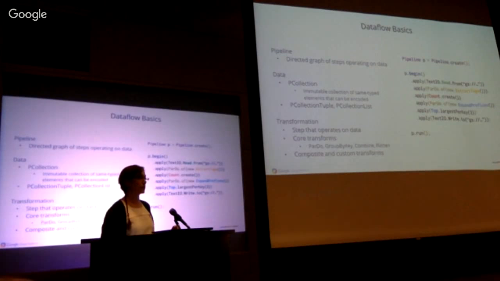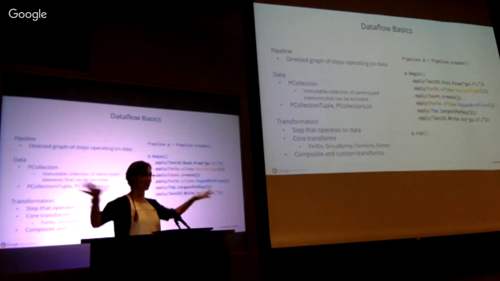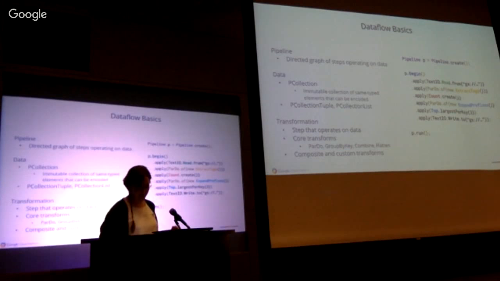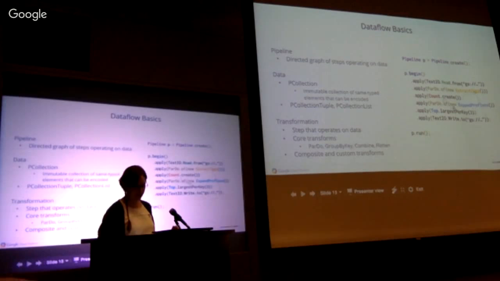And then transformations are all the operations we do on that data. Those are called the ParDos, parallel do, like do this in parallel. So this is extract tags, count, expand prefixes, top, right? Like all of these operations.